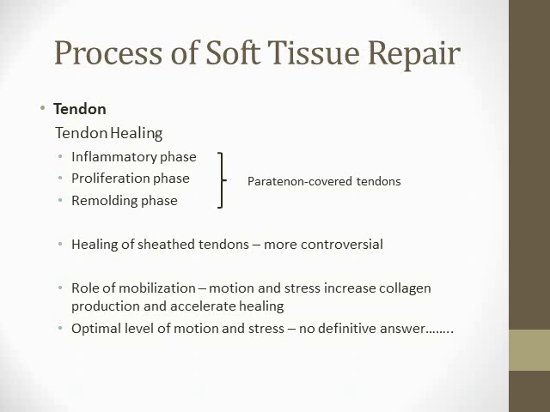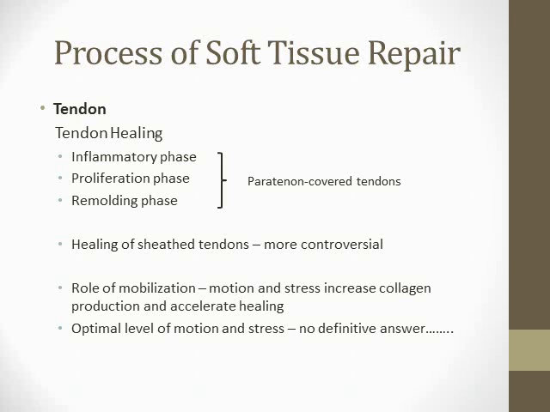With the healing, it kind of breaks down into two groups. You've got the paratenon covered tendons, and then you've got the tendons that have more of a sheath over them. The paratenon tendons tend to follow the traditional inflammatory, proliferation, and remodeling phases. The sheath tendons don't have as good a blood supply, or even a worse blood supply, I should say, than the paratenon covered tendons, and as a result, their ability to recover is much more controversial.